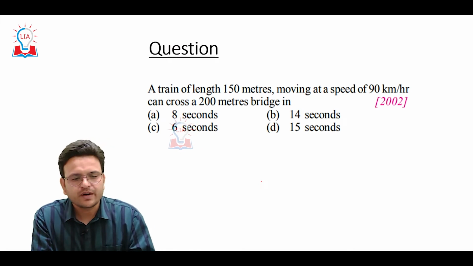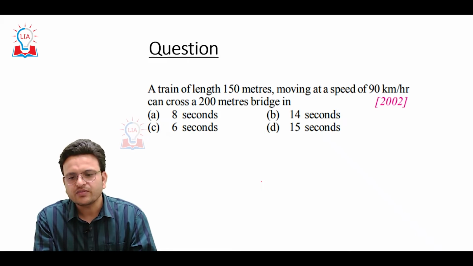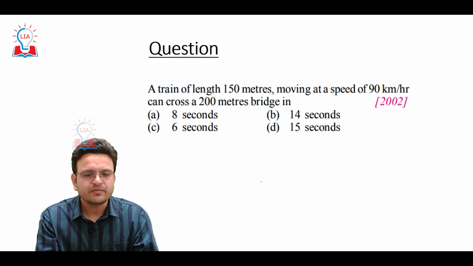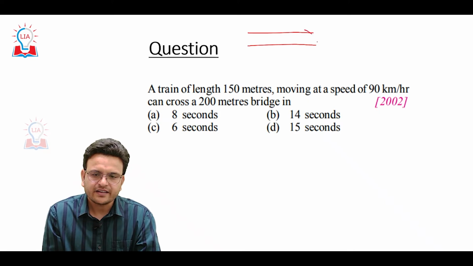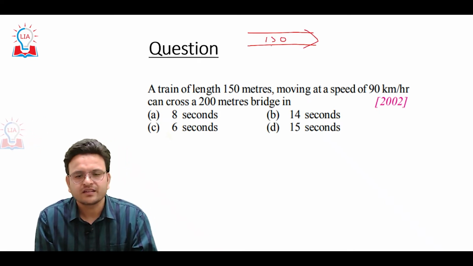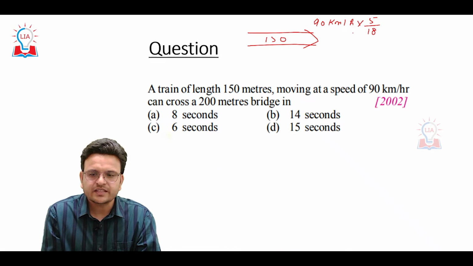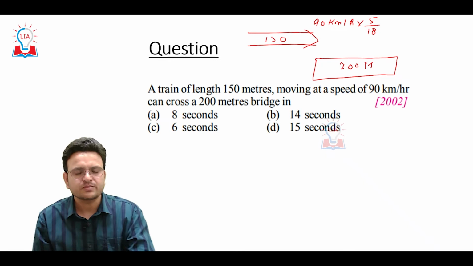Now come to one more question. A train of length 150 meter moving at a speed of 90 km per hour can cross a 200 meter bridge. Again very simple. I gave a concept. A train of 150 meter moving at a speed of 90 km per hour, we have to convert into meter per second. There is a bridge and the length of the bridge is 200 meter. So how much time will the train take to cross this particular bridge?